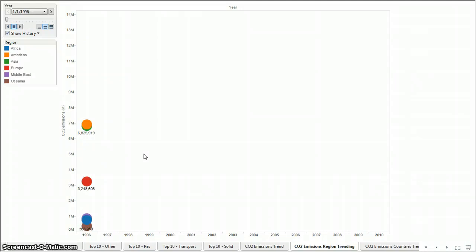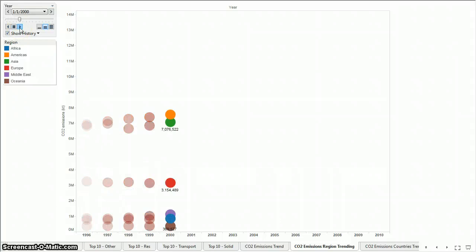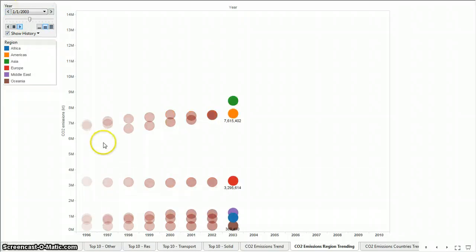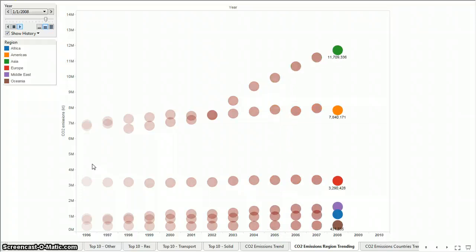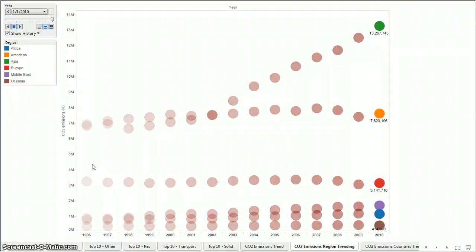CO2 emissions region trend. This graph gives the breakup and trend of total CO2 emissions in KT by region: Africa, America, Asia, Europe, Middle East and Oceania. In 1996, America's and Asia's CO2 emissions were almost the same. In 2003, Asia overtook America. Europe remained flat throughout. Also, CO2 emissions in Africa, Middle East and Oceania have increased marginally.